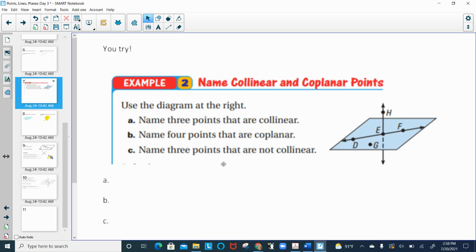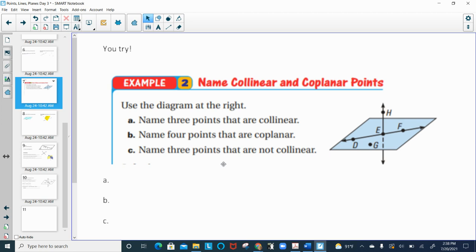Here's the one problem. It's in the middle of page 8 in your packet. And we didn't go over this problem, I don't think, or maybe we didn't go over B because we hadn't talked about what coplanar was. So remember that coplanar means that the points are all on the same plane.